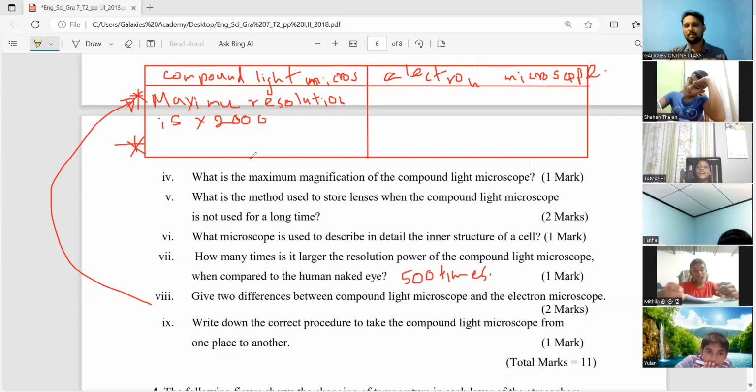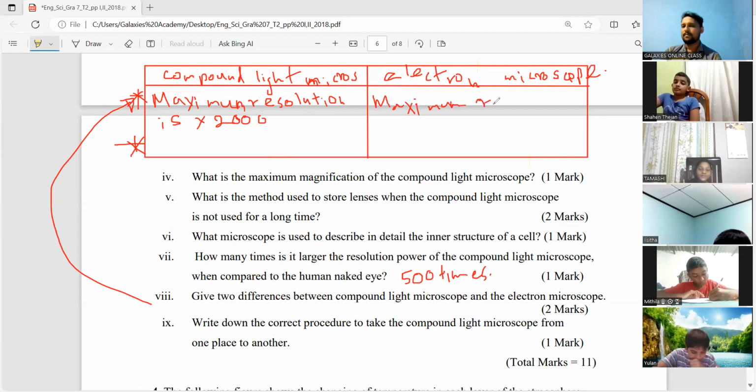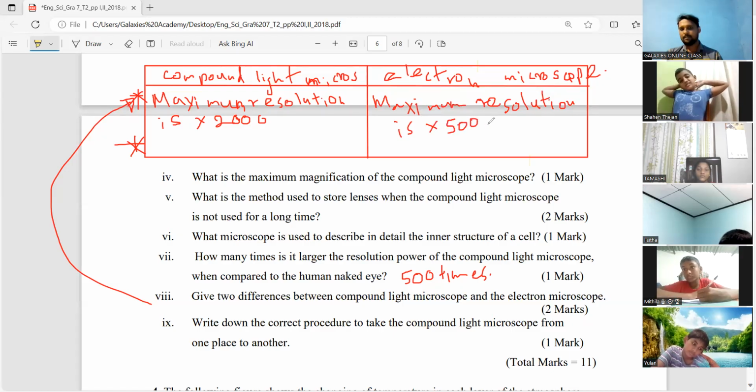Compound light microscope maximum resolution is about 2000 times. Write maximum properly, with the m, shortly. Right, maximum resolution is 2000 times, but the electron microscope maximum resolution is 500,000 times. Right, it is the one difference between these two microscopes.